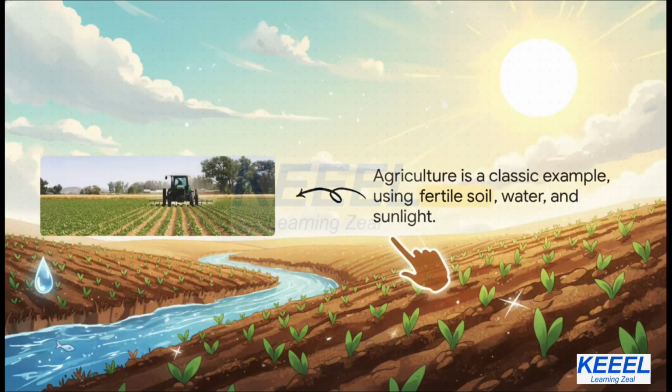And this picture here just illustrates the concept perfectly. In agriculture, the connection is so direct and obvious. A farmer uses land in the form of fertile soil, combines it with water from rain or rivers, and relies on sunlight for the crops to grow. These natural resources are the primary inputs. They're the absolute starting point of the entire food production process. Without land, you can't even begin.